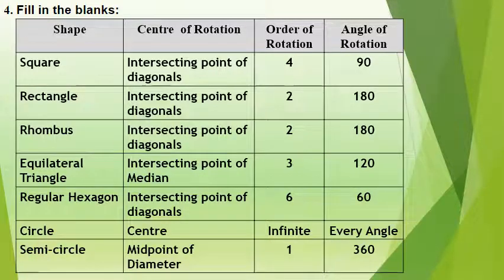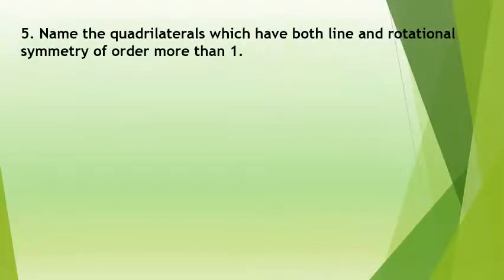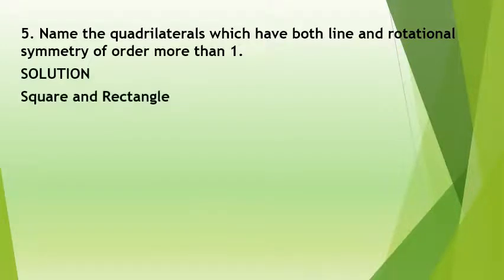Now we can move to the questions. Question number 5. Name the quadrilaterals which have both line symmetry and rotational symmetry of order more than 1. That is the square and the rectangle. Both quadrilaterals have more than 1 line of symmetry and rotational symmetry of order more than 1.